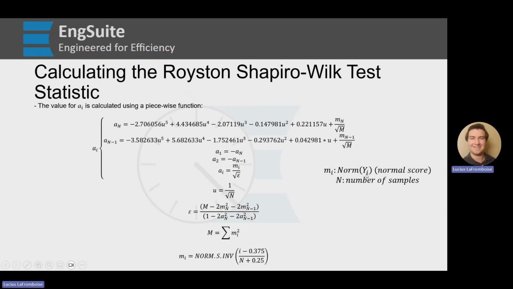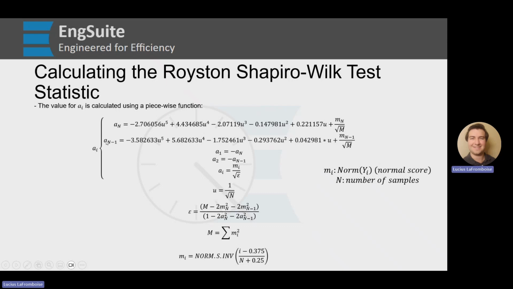Now, you may remember from our Ryan-Joiner test that we use this normal score. The normal score is calculated down here, NORM.S.INV of (i minus 0.375) over (n plus 0.25). If you're curious to learn more about what this normal score is, please check out that Ryan-Joiner test. That will go into the definition of normal score and what this is. We're not going to go into that today because we still have plenty of equations to get through. But this capital M value is just the sum of the squares of all of our mi values.